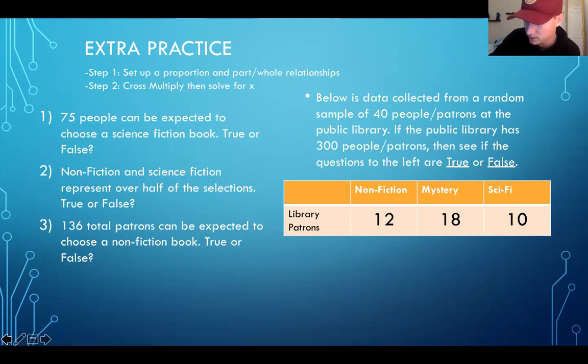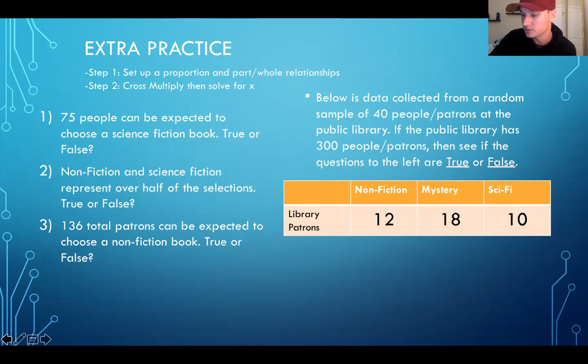So 40x equals 300 times 12, which I believe is 1200. And then you're going to divide by 40 on both sides to solve for x. And then you're going to get x equals, wait, I did that first multiplication wrong. I'm sorry. Apologies for a second. 12 times 300, 3,600. Sorry, sometimes I go a little fast. 3,600. So it would be 3,600 divided by 40, which you would end up x equals 90, I believe. So 90 people can be expected to choose a nonfiction book, not 136. So that answer would be false.